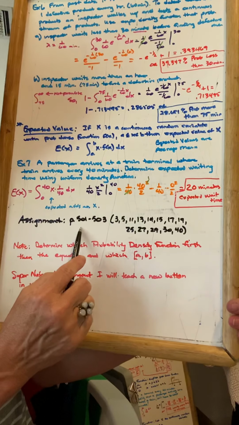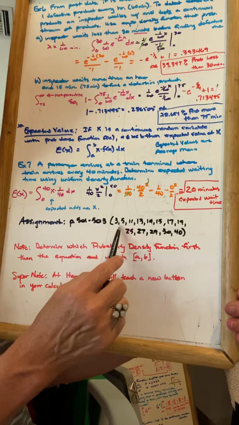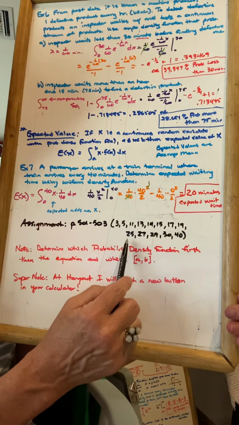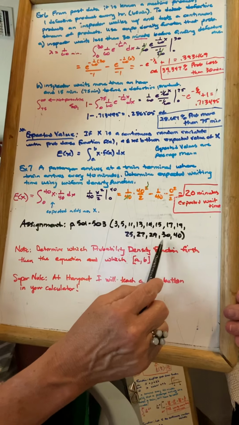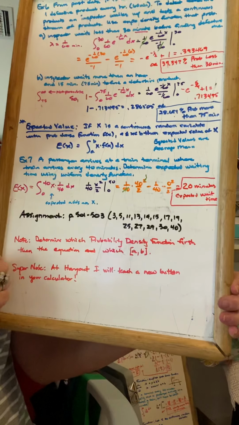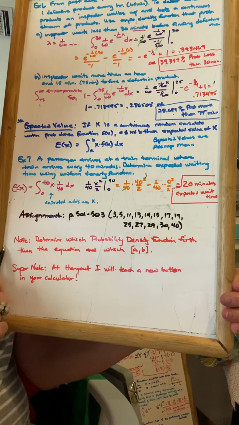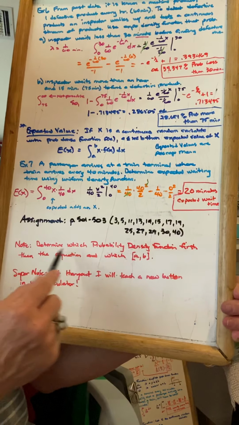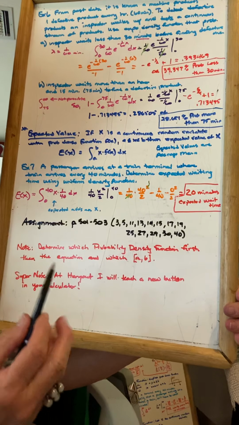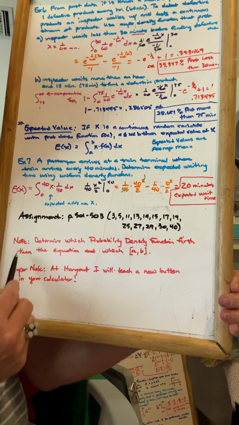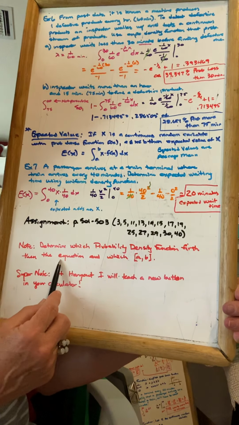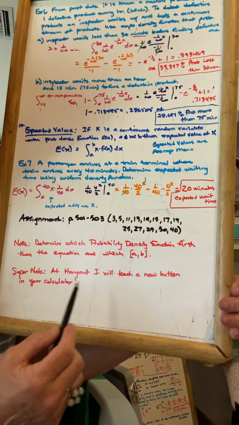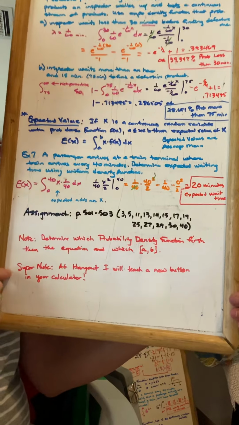All right, I've given your assignment. It is on the syllabus, page 501 and 503, problems 3, 5, 11, 13, 14, 15, 17, 19, 25, 27, 29, 30, and 40. Note, I would say the hardest part is to determine which of these you're going to use. So determine which probability density formula you're going to use. Then you have to find out what the equation is going to be over what your interval of a to b is.